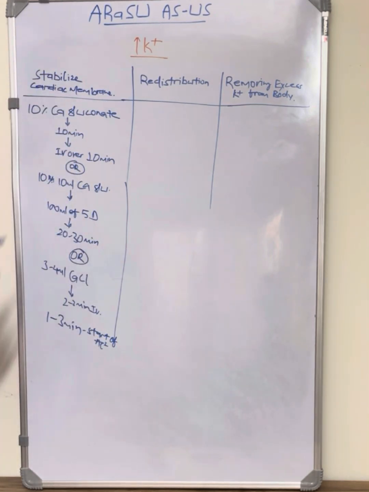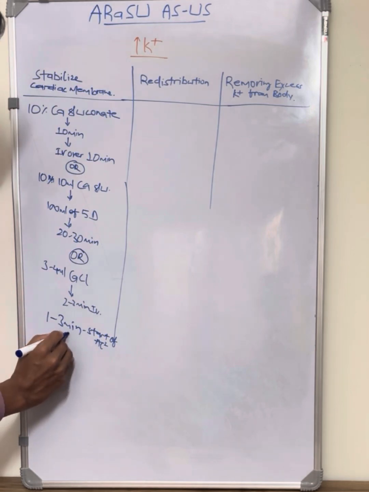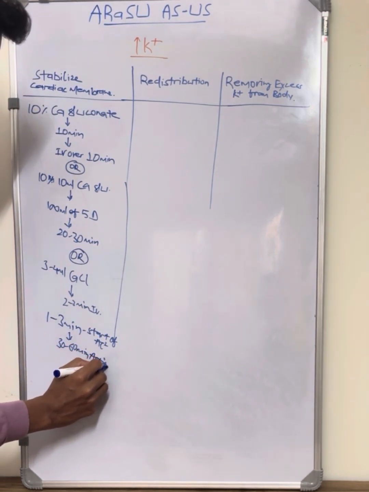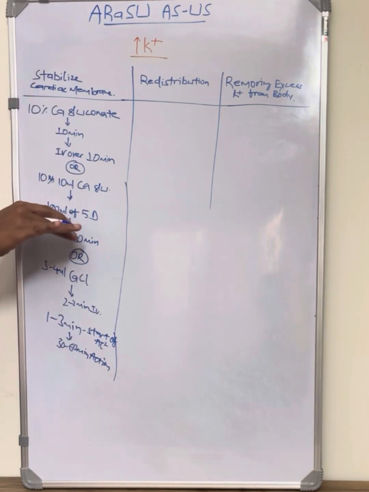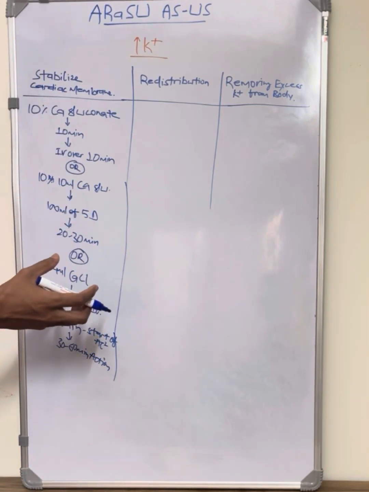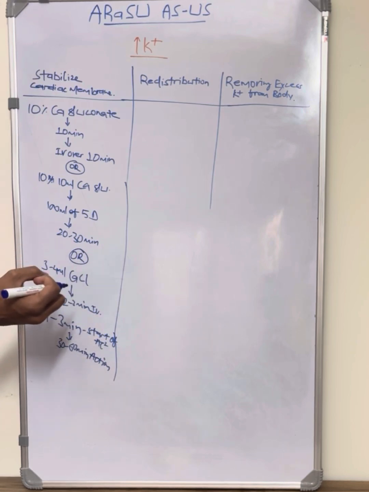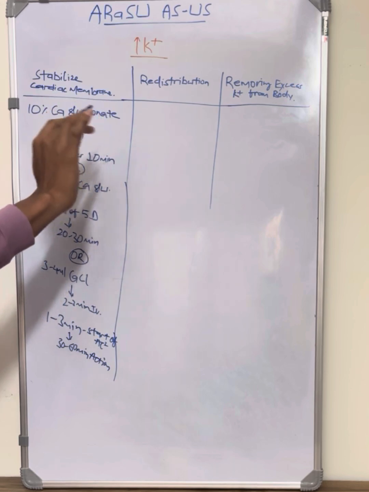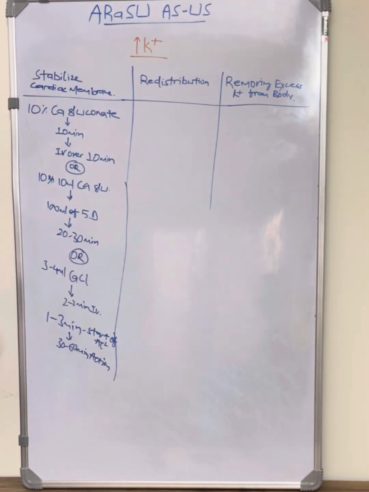That action is nothing but to stabilize the cardiac membrane, and this stabilization will last for 30 to 60 minutes. Now we have stabilized the membrane and it will remain stabilized for about 30 to 60 minutes. It is like we have got bonus time, in which we have to focus on pushing the potassium into the normal state. So for that comes the next column, redistribution.